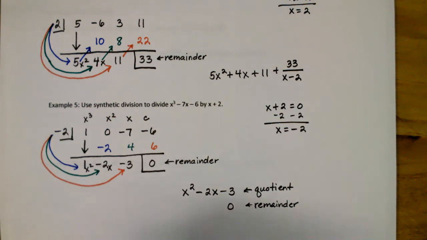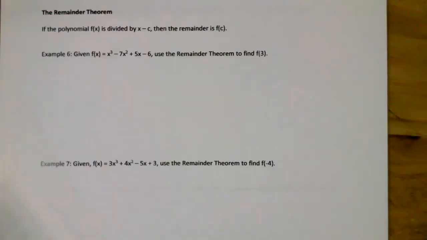Okay. All right, now let's talk about how to use synthetic division with the remainder theorem. The remainder theorem states that if a polynomial called f of x is divided by x minus some constant, then the remainder is going to be f of whatever that constant is. So this is just another way of evaluating a function at a given x value.